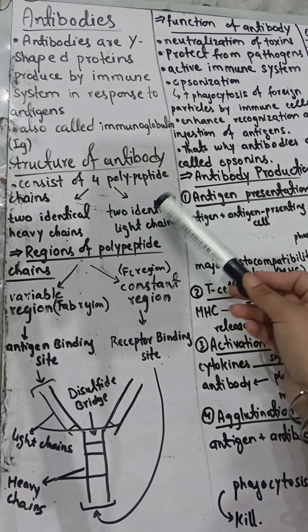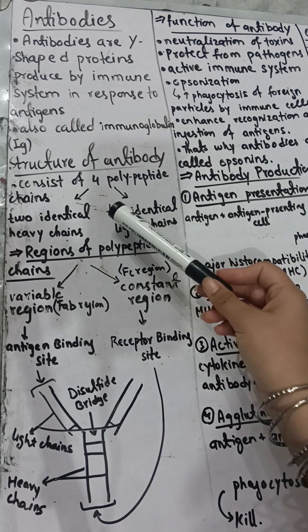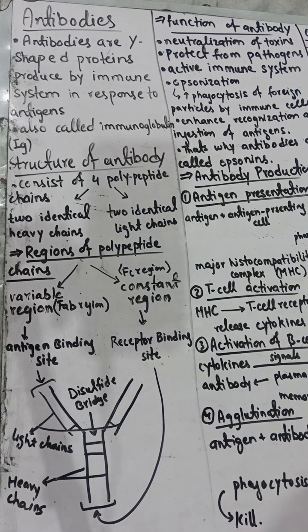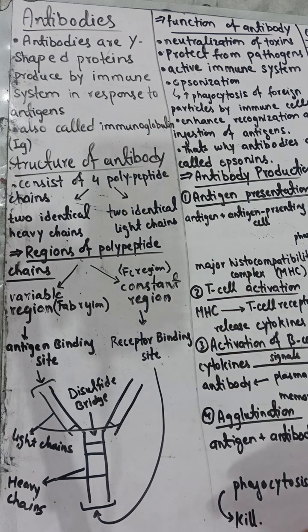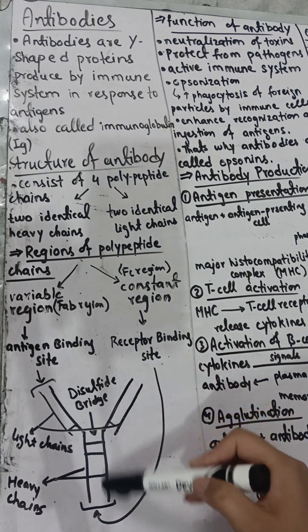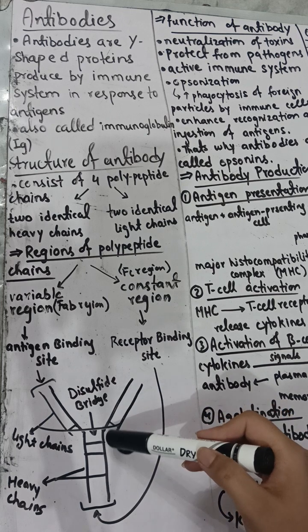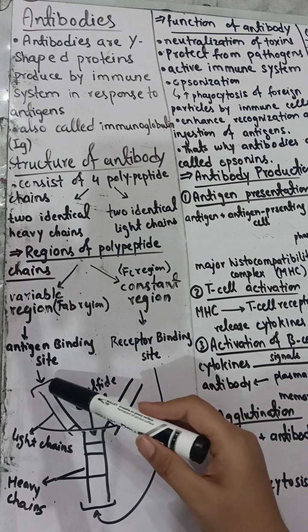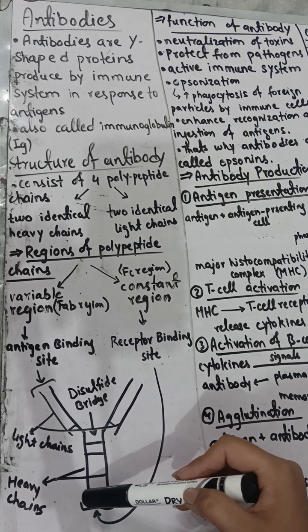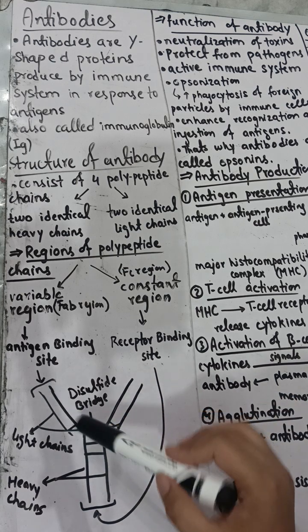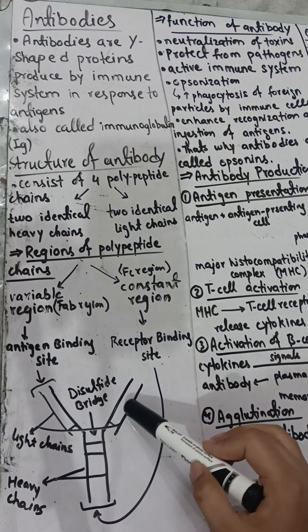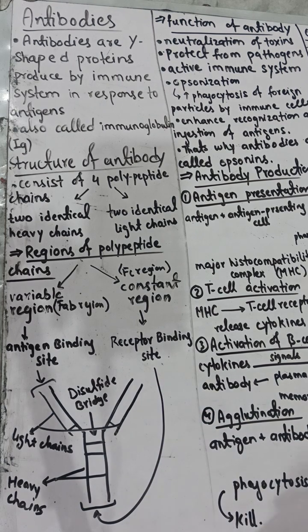It consists of four polypeptide chains, not one, not two, but four. I will discuss how. Two identical heavy chains and two identical light chains. As I am drawing it, this is the heavy chain, this is the second heavy chain, this is a light chain, and this is the other light chain. So this is one, two, three, and four. There are four polypeptide chains here.